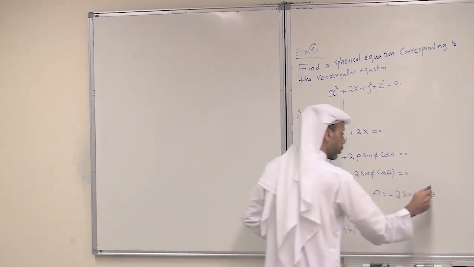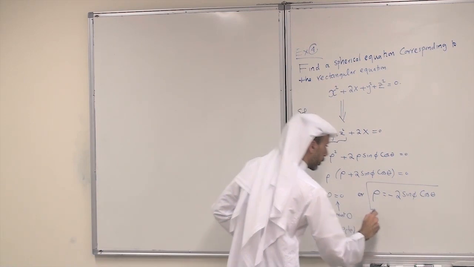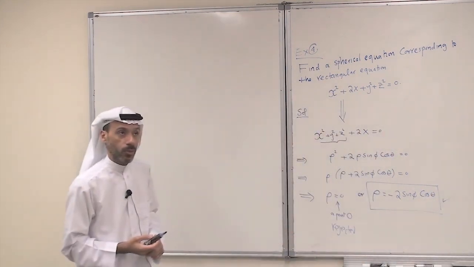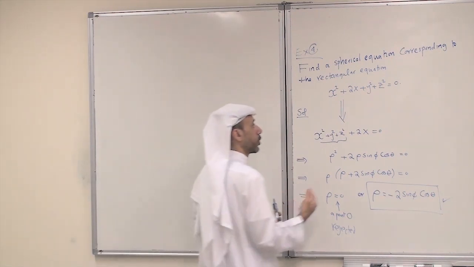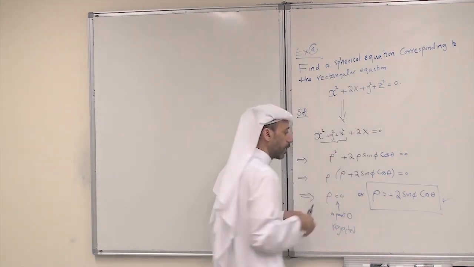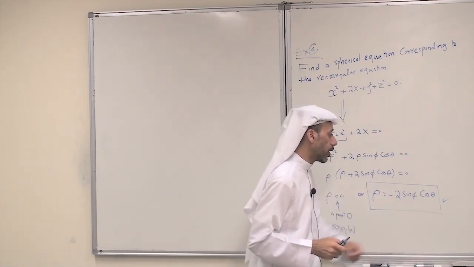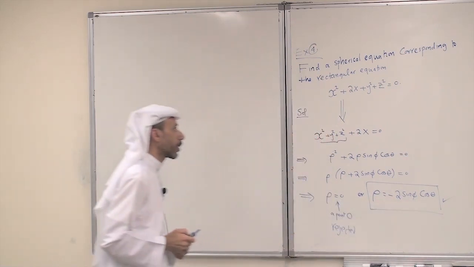So the solution is just this equation. So this is the required equation. So the spherical equation corresponding to this sphere is given by this equation: rho equals minus 2 sine phi cosine theta.